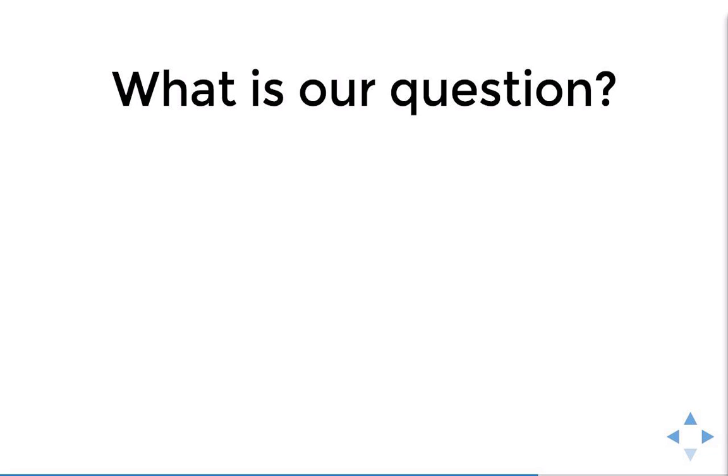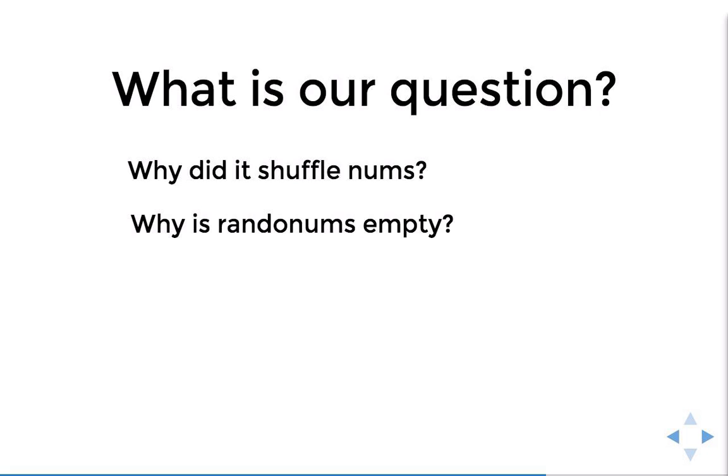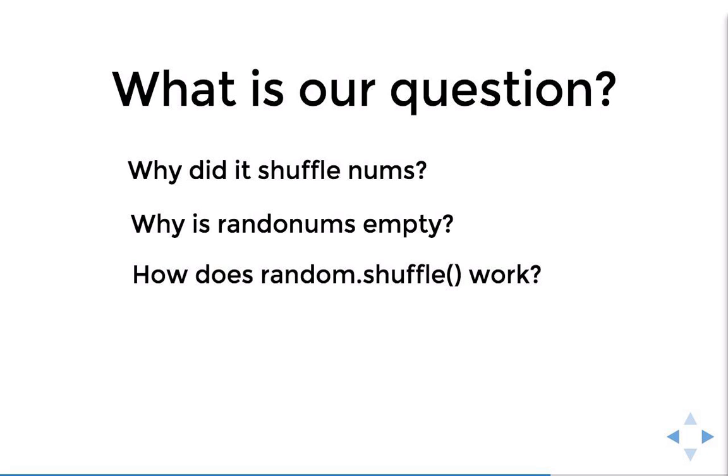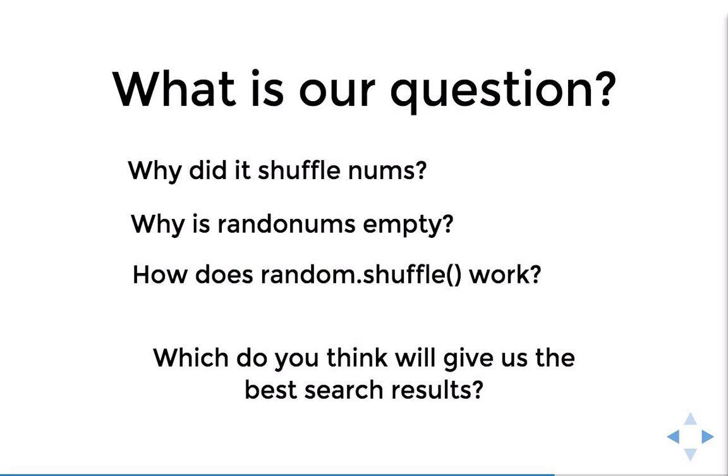But what's the question? To start off with, why did it shuffle nums? That's a totally valid question. Why is rando nums empty? Also a very valid question. Finally, how does random.shuffle work? Of these three questions, which do you think is going to give us the best search results? This first one is not awesome, because what does the internet know about my local variable called nums? Generally nothing. Let's try to form a search query like, why did Python shuffle my list? Well, that's not going to yield a whole lot of really great results.